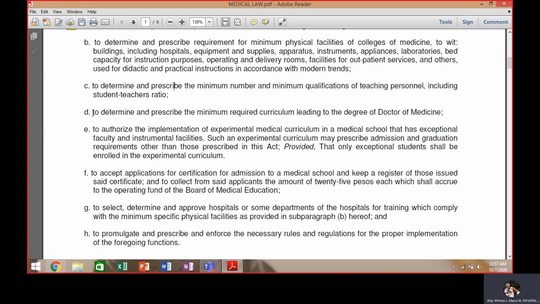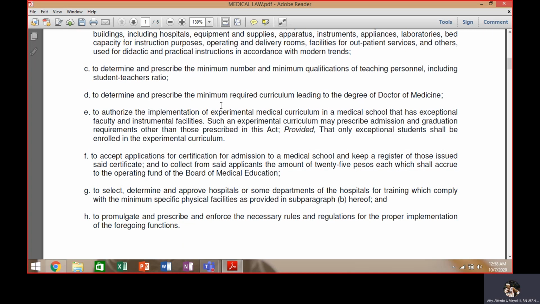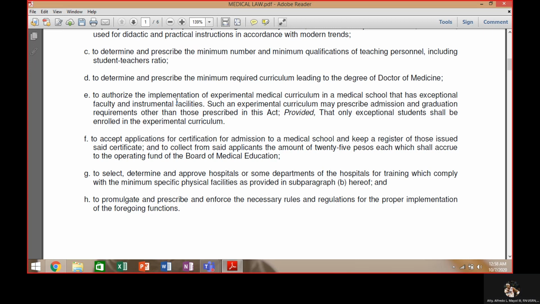Next is to determine and prescribe the minimum required curriculum leading to the degree of Doctor of Medicine. Okay, the board will make the required curriculum, the required subjects to be taken, or what the school can offer in order to achieve the minimum requirement in the practice of medicine.